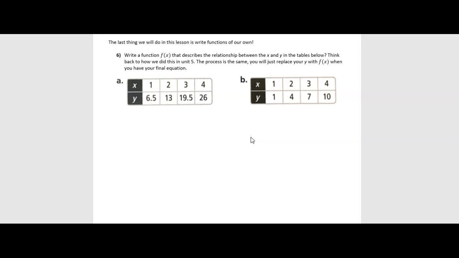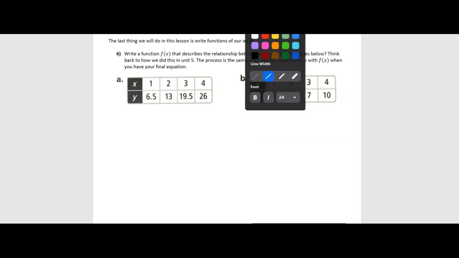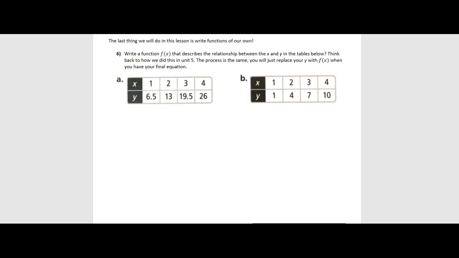Think back to how we did this in Unit 5. The process is the same. You will just replace your y with f of x when you have your final equation. You'll notice that our table gives us x and y values, not x and f of x values, but we know that y and f of x mean the same thing, right? They're both our outputs. So we can treat the y's as f of x values, and it does say write a function. So at the very end, after we've written the equation of the line, we can just replace the y with f of x, and it'll be in function notation.